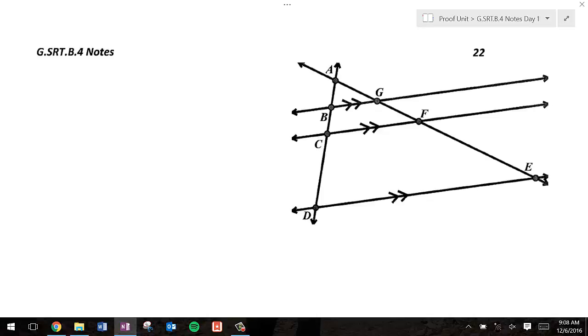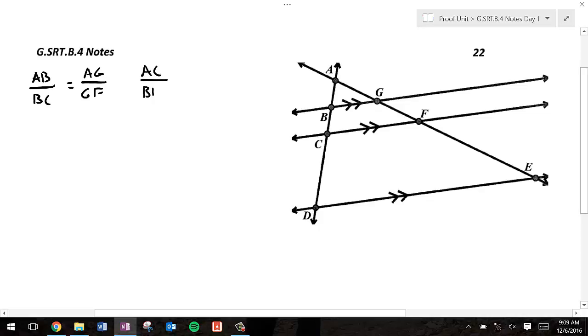Using the side-splitter theorem and all the other theorems we've looked at, we've got a bunch of sets here. I have 5 sets of proportions written down. I can say that AB over BC is equal to AG over GF. We can also say that AC over BD is equal to AF over GE. So I've got a couple there, and I'm just going to keep working through these.